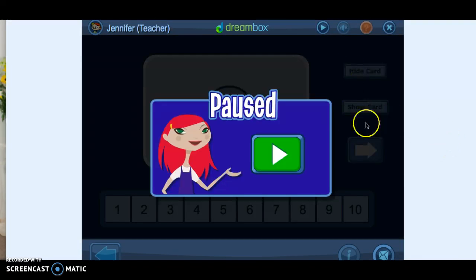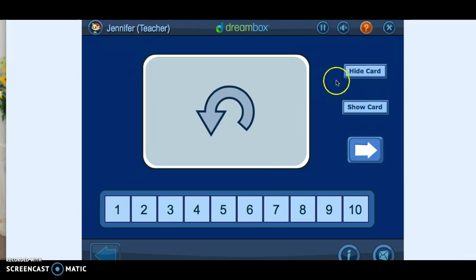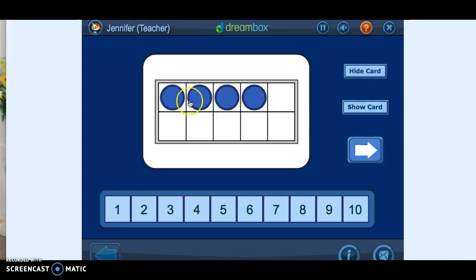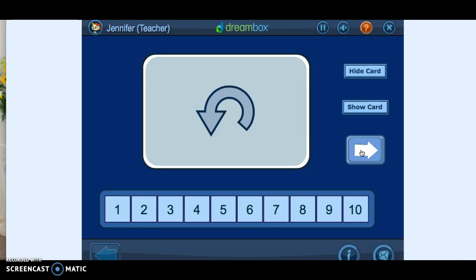And then I'm going to show you what the game looks like. You can say show card, and it shows it, and you only have 4, so you click 4. So they could either count 4, or they can say, hey, there's 10 spaces, and then minus 5 is 5, 1 more is missing, so there's 4. And it'll show you it real quick, and then it'll go away.